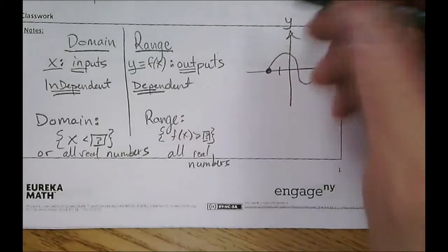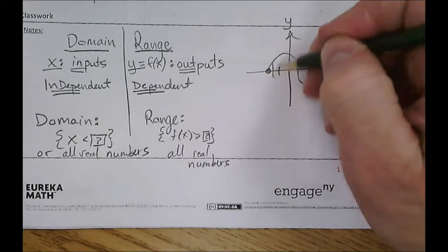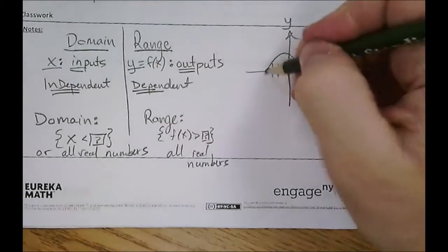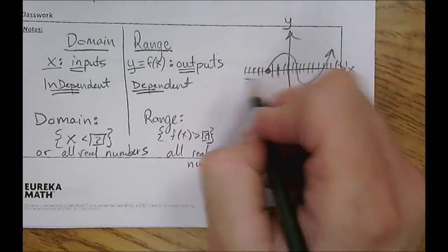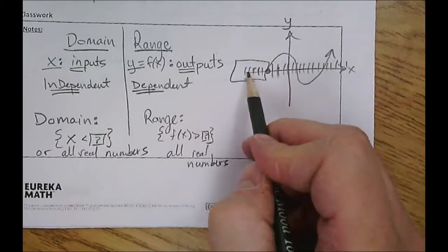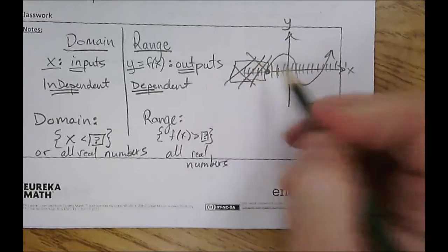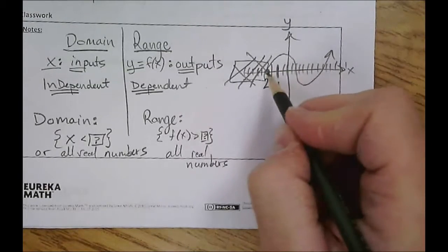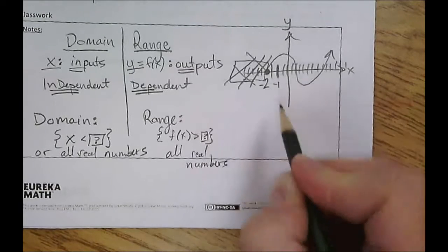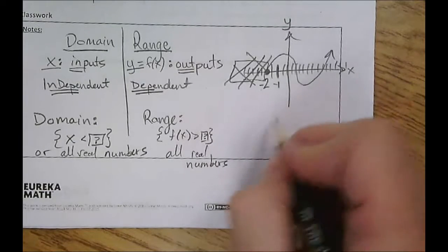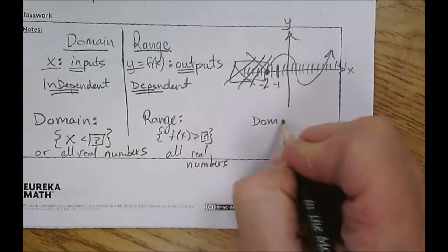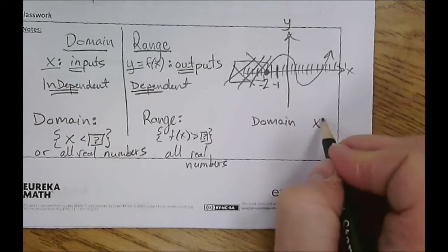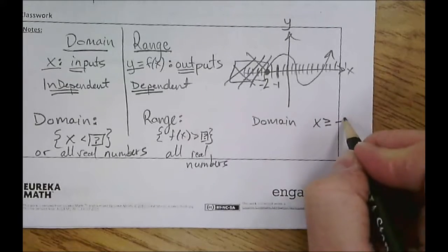When we talk about domain, we mean all possible x values. So domain goes from left to right. But over here, the function doesn't exist. So these numbers are not in the domain. And if I use some values, it looks like the furthest left number that we can go to is -2. So the domain of this function will be all x values greater than or equal to -2.